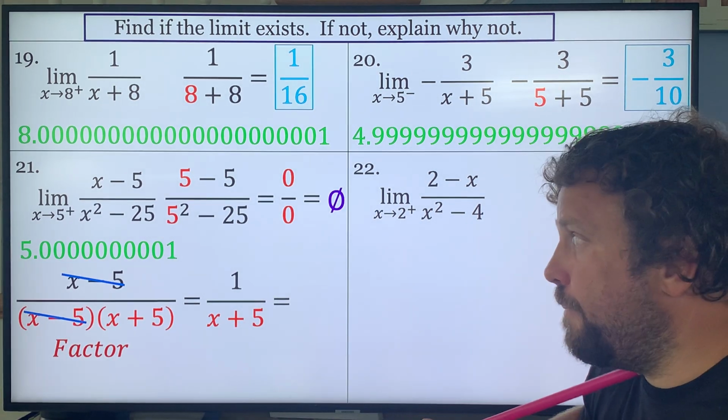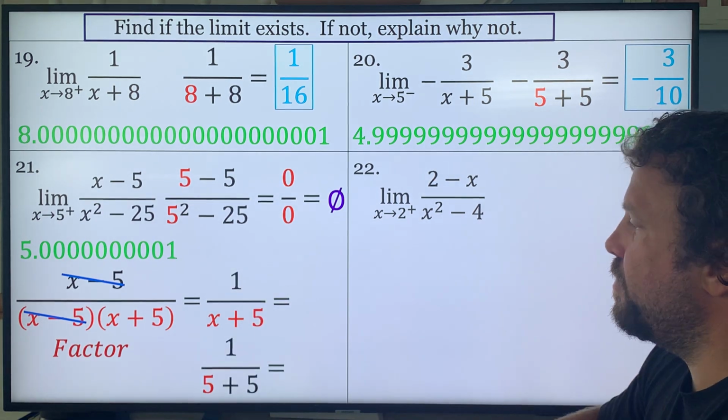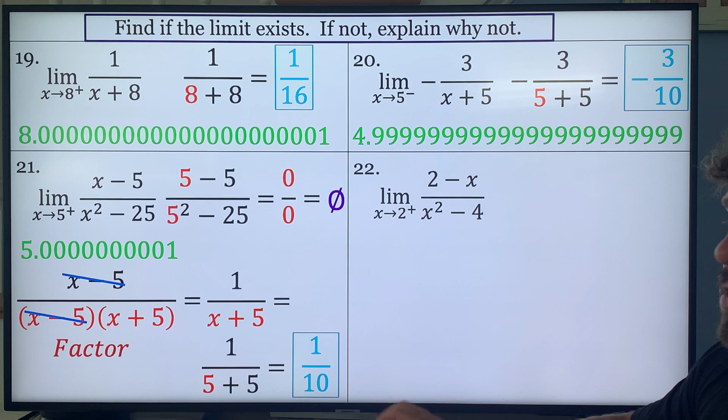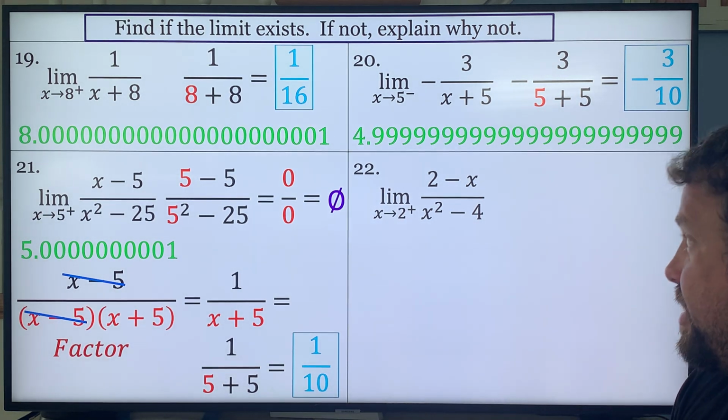Now, what do we do after we do that? We plug back in our 5 again. 1 over 5 plus 5. 5 plus 5 is 10. Your answer is 1/10. So just as we did with regular two-sided limits, plug in the number. If you can't do that, factor it, plug it in again. If you can't do that, now we're in trouble.